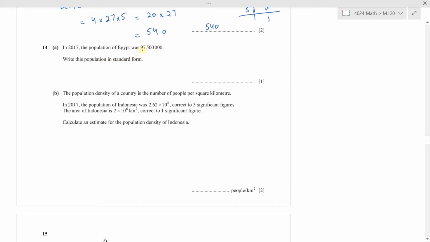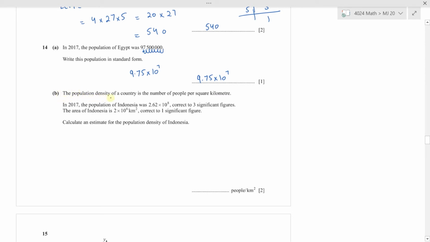So to write this in standard form, I need to move my decimal to this point between 9 and 7. That means I will move it 1, 2, 3, 4, 5, 6, and 7 places to the left. So this will be 9.75 times 10 power 7, since I moved the decimal 7 places to the left. So 9.75 times 10 power 7.